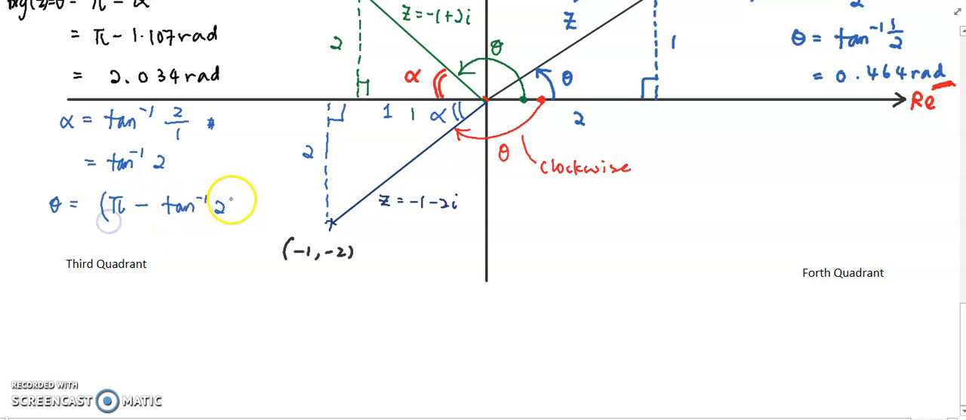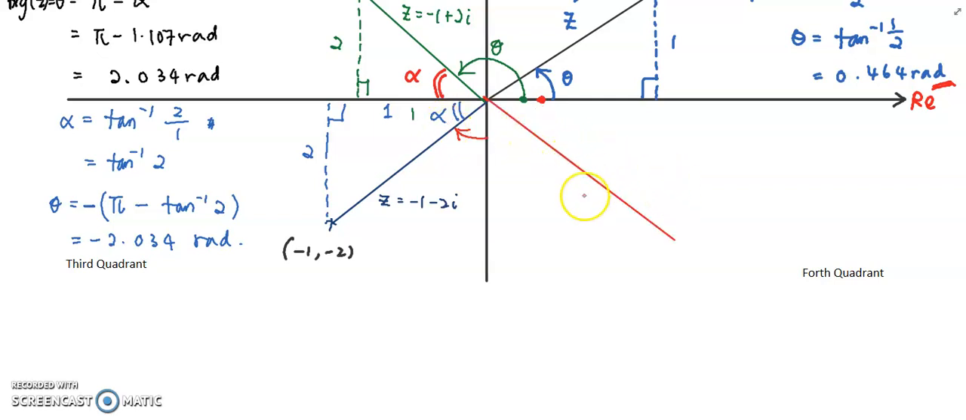And don't forget that now the angle is in the clockwise direction. So in front of your answer, you need to put a negative sign to show that this angle is measured following the clockwise direction. Final answer, you will get negative 2.034 radian.